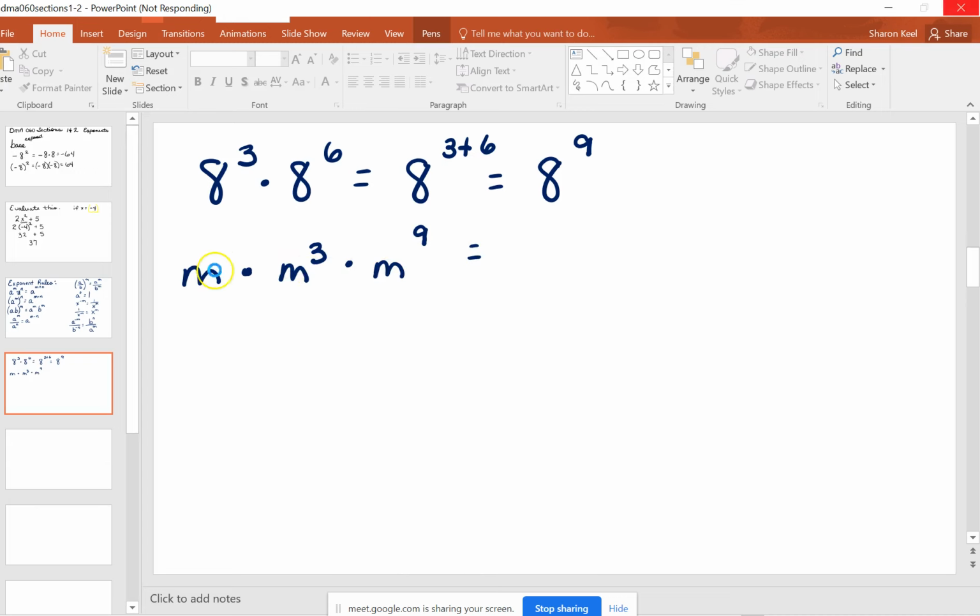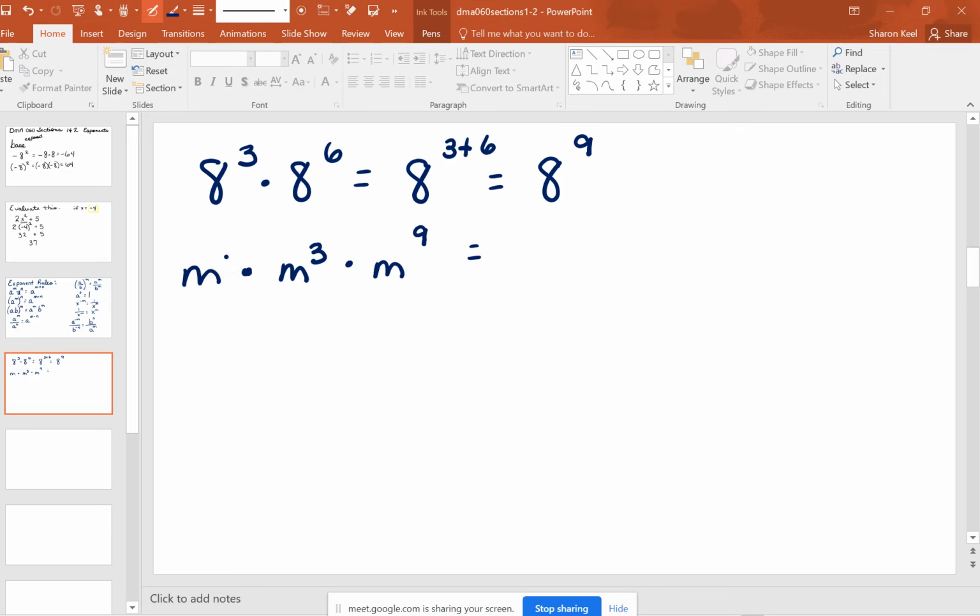So for this one with the m's, the first one does not have a variable. Since there's not one written there, it's understood to be the number 1. So for the m, we have 9 and 1 is 10. 10 and 3 more would be m to the 13th.